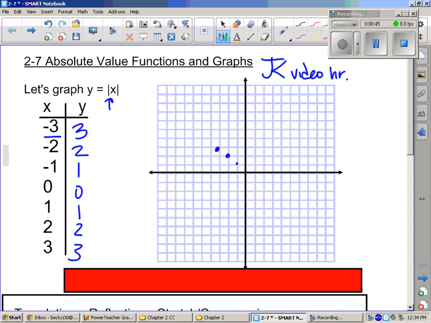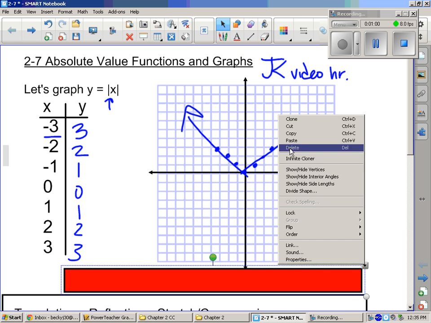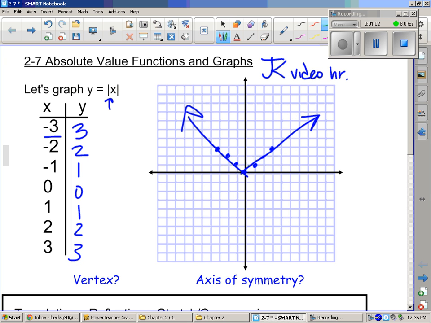It would look like this. So it is going to make a V shape. And that will be true for every absolute value that you graph. Always a V shape with a sharp corner in the middle. And that corner in the middle is actually called the vertex. So this point represents the vertex. In my example, the vertex is (0, 0).